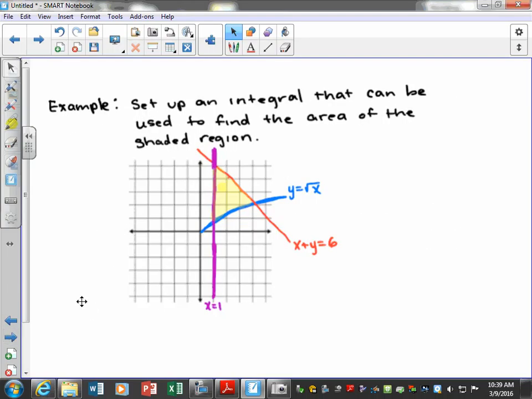And then our first example is going to be to set up an integral that can be used to find the area of the shaded region. Now I sketched this out for you already. Sometimes they'll just give you these and you can either use your graphing calculator to make a sketch, or you can make an XY table and highlight the region in the middle. So let's look at that, but all we have to do is set up the integral, so we're not necessarily going to evaluate it this time.